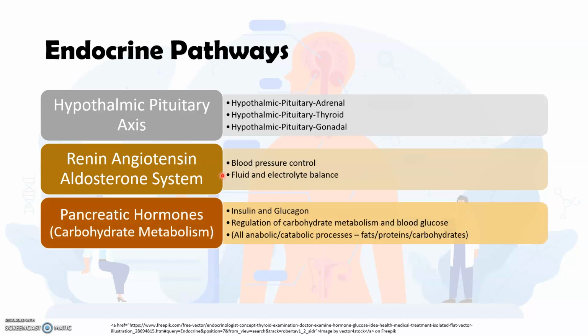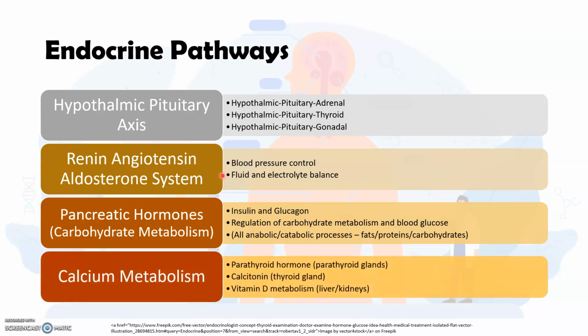Whereas the pancreatic hormones are concerned with carbohydrate metabolism. These include insulin and glucagon, but remember they also have an impact on the regulation of all anabolic and catabolic processes in the body, including the metabolism of fats and the proteins. And finally, calcium metabolism is controlled by parathyroid hormone, calcitonin, and vitamin D.